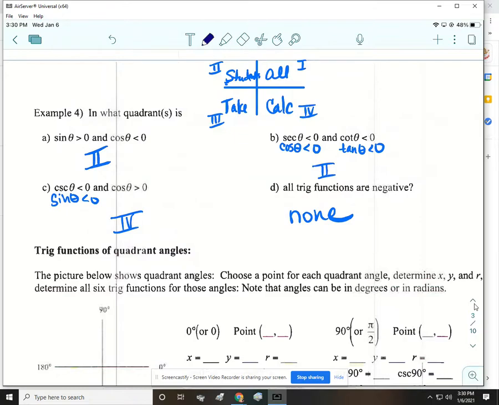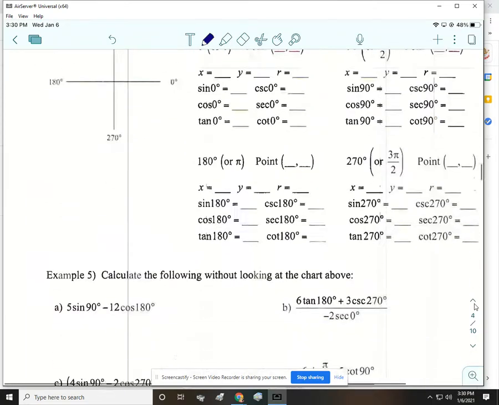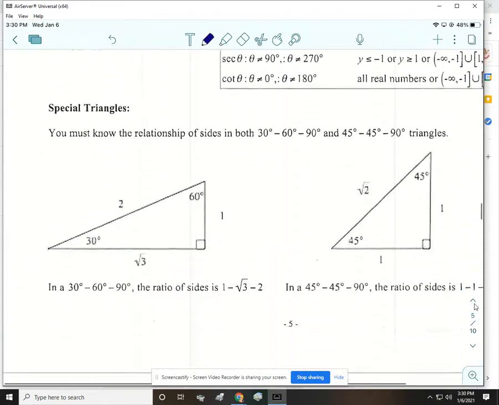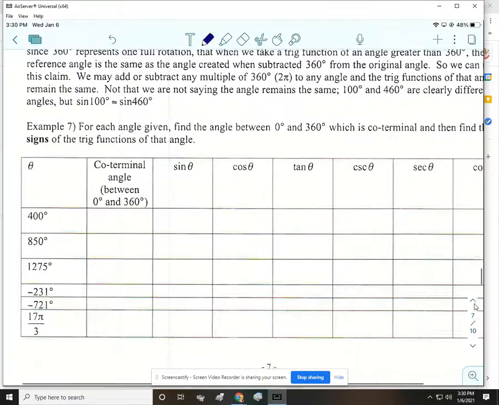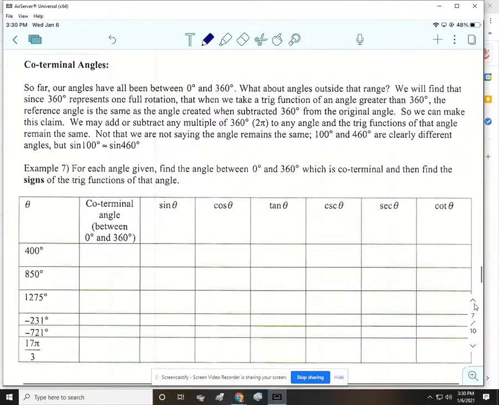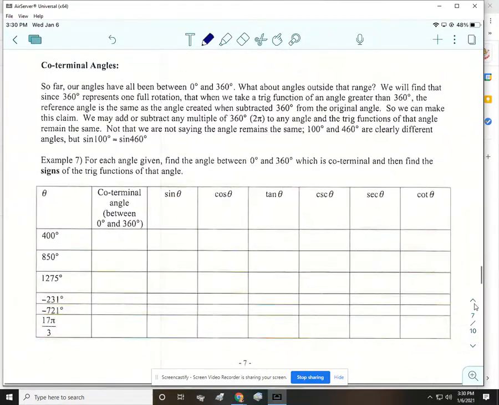All right, we are going to skip some numbers. We're going to go all the way to page 7. We're going to talk about coterminal angles.